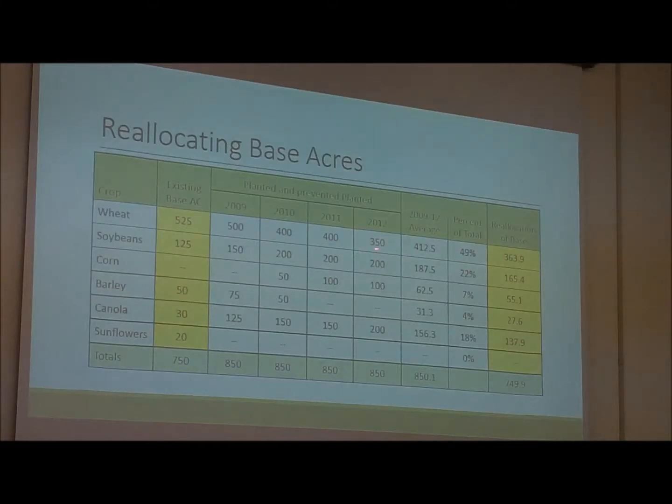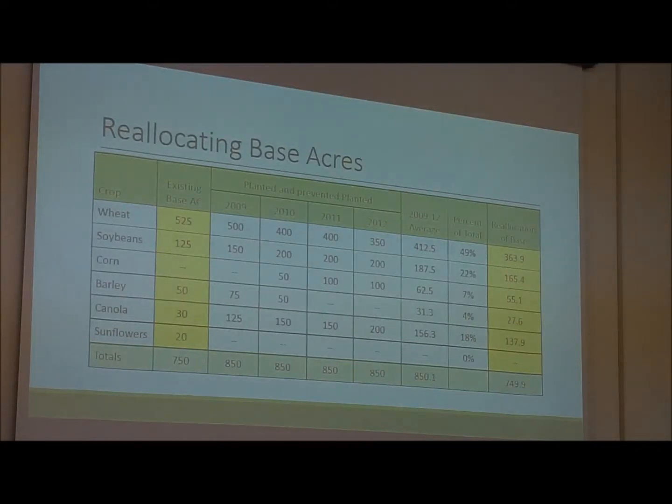I've added a column here, but you average across, you get the average plantings of each crop over that 4-year time frame, and the average planted of all covered commodities over that 4-year period is 850 acres. 412 of it is wheat. That divided into 850 gives you approximately 49%. That percent multiplied times your old total base acres will give you the new base if you choose to reallocate, and it would drop to 364 acres.